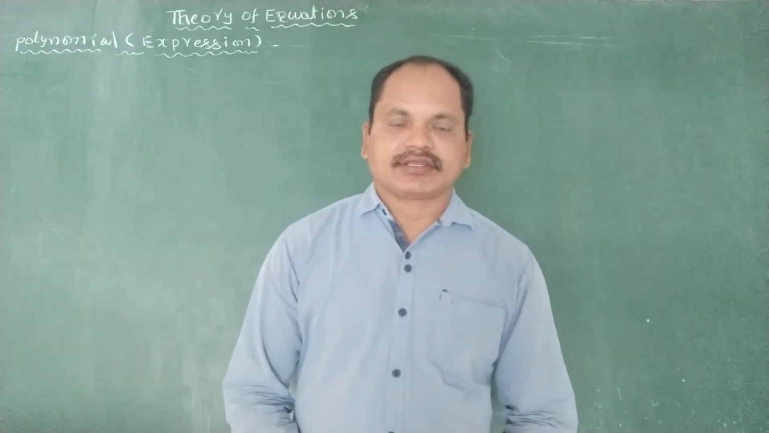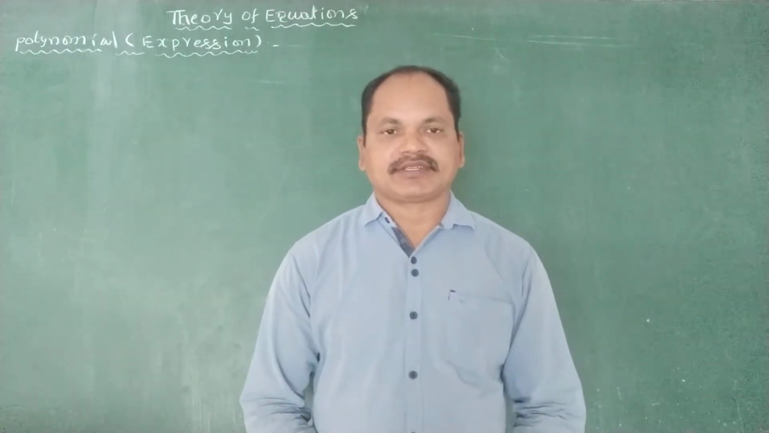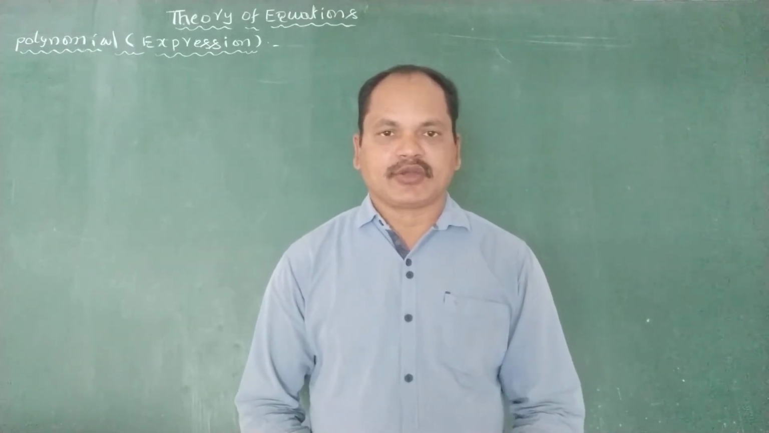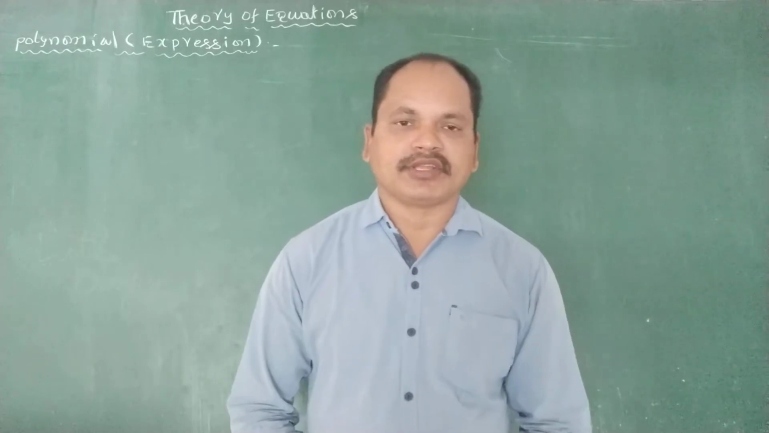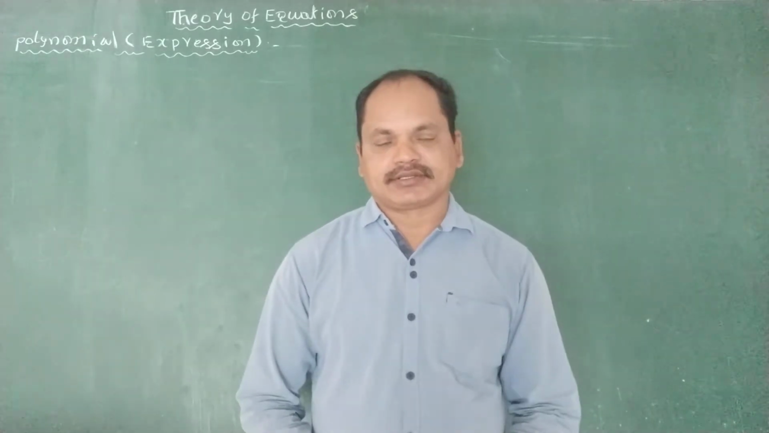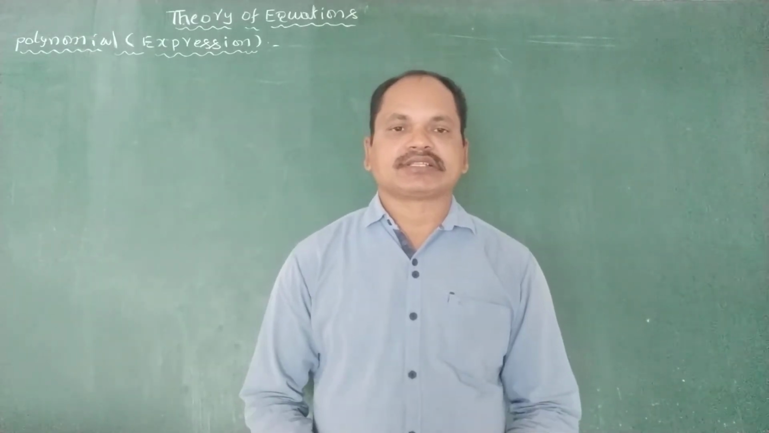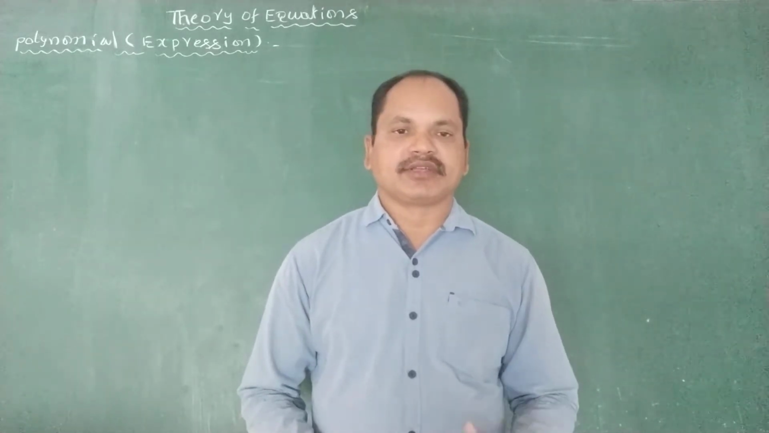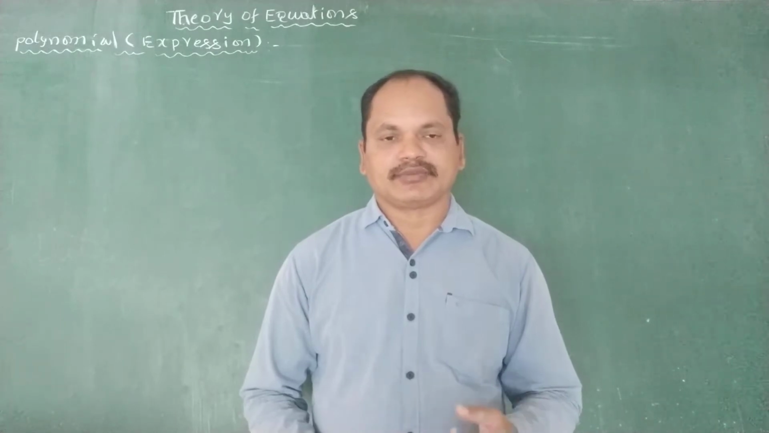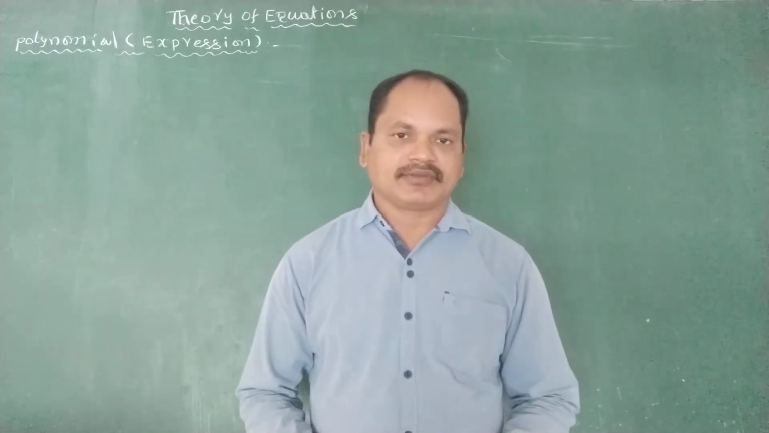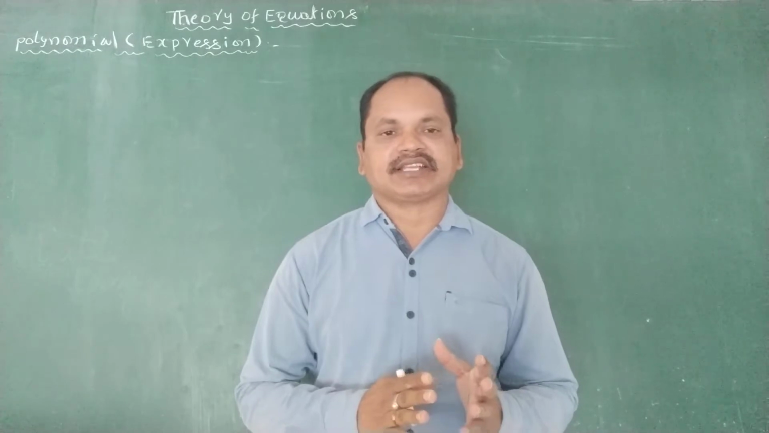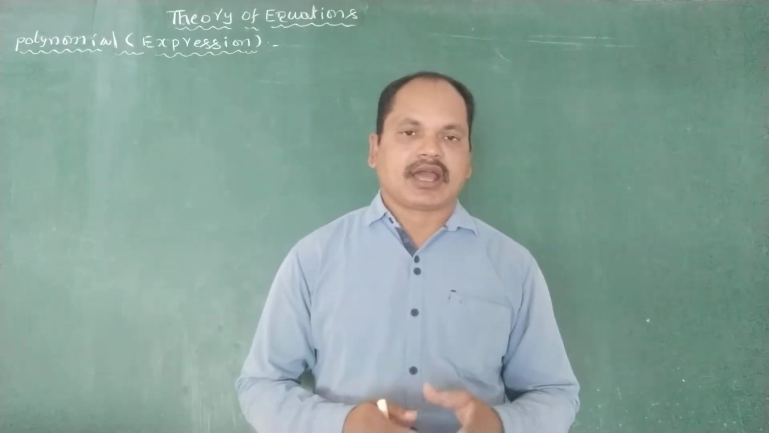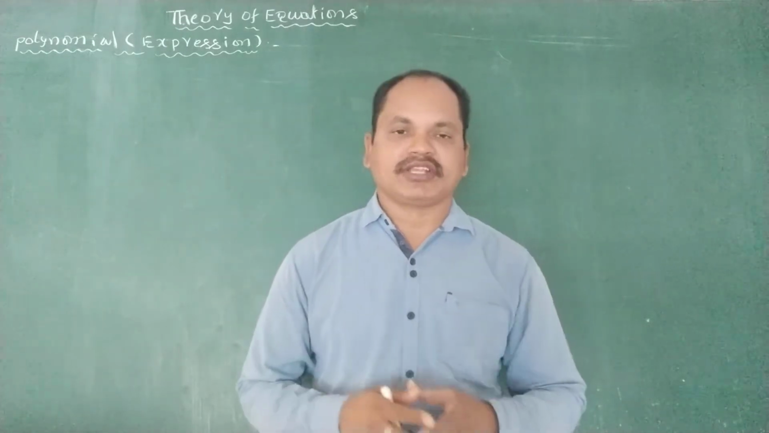Okay, dear students, now we are going to the chapter-wise concept. The topic is theory of equations. Now we are going to the polynomial or expression. That means the theory of equations depends upon the polynomial. Polynomial means it may be first degree, second degree, third degree, fourth degree, fifth degree, whatever it may be. That's why there is a difference between expression and equation, and polynomial and polynomial equation.